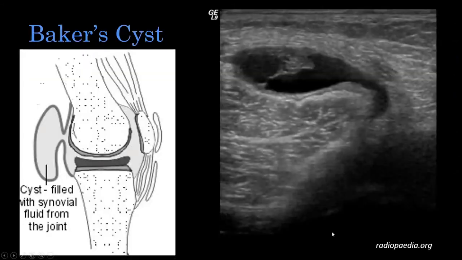Something else you may see, which is also a false positive, is called a Baker cyst. So this is a cyst that extends off the knee joint and is filled with synovial fluid. And essentially, it's going to be dark, may have some hyperechoic areas within it. But again, if you fan the probe, it should be blind ending, meaning it disappears. Whereas if you're looking at a vessel, the vessel lumen would continue.